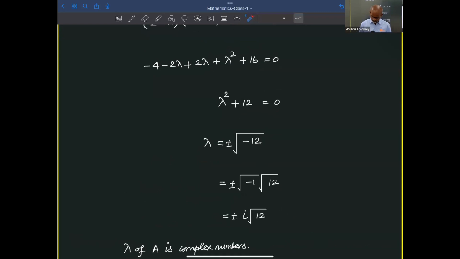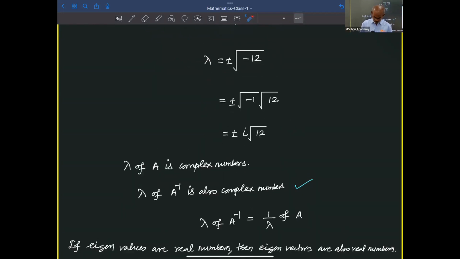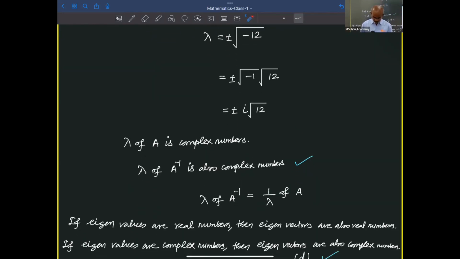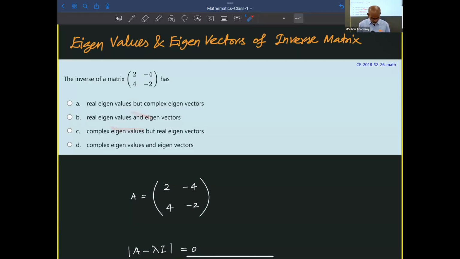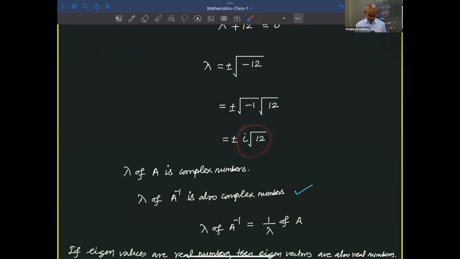Now it is a complex number because of the square root of a negative quantity. So -1 is taken separately, and the square root of -1 is simply the complex number i. By that way, this is a complex eigenvalue. So this is an eigenvalue of the original matrix.